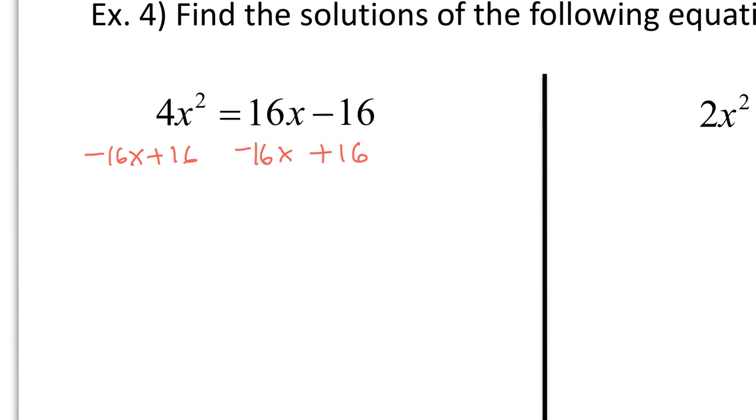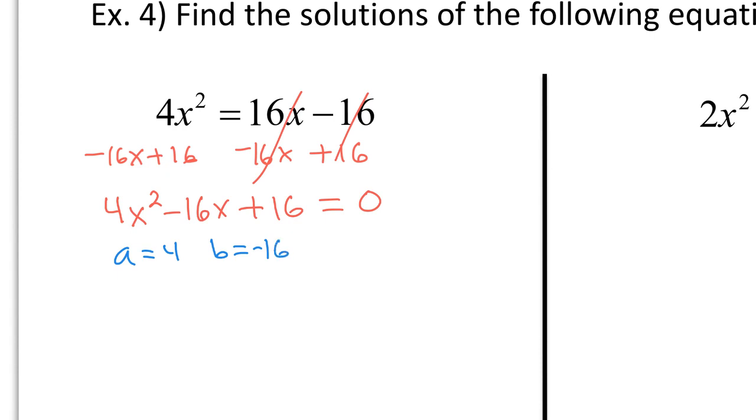Now these terms are not like terms, so I'm not going to combine like terms, but I am going to put it in order. So I have 4x squared minus 16x plus 16, so that is standard form, it's in order, equal to 0. All right, so now let's look for our values. Everything is equal to 0, so we're ready to solve. A equals 4, the one with the x squared. B equals negative 16, the one with the x. And C is positive 16. Let's go ahead and use the formula.